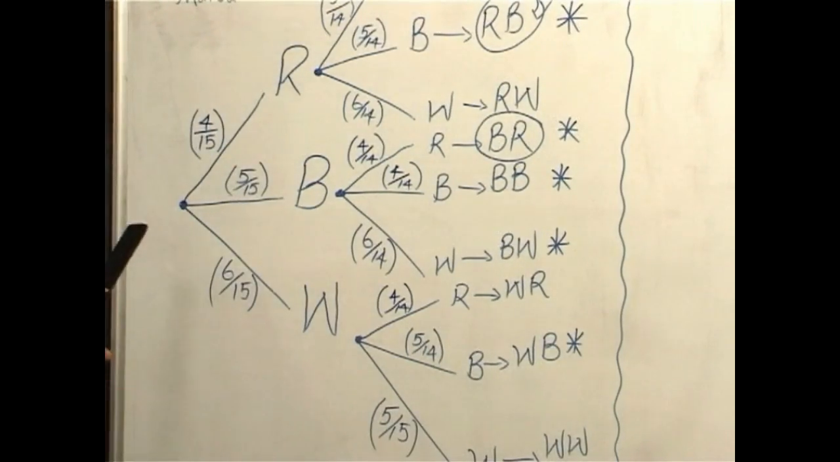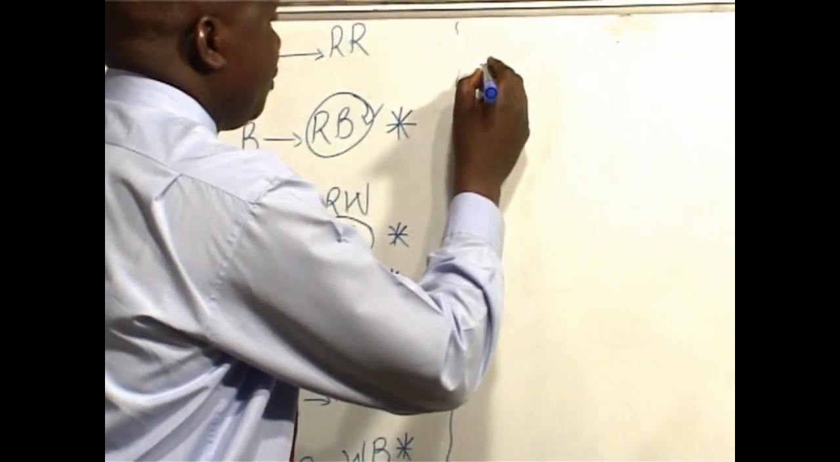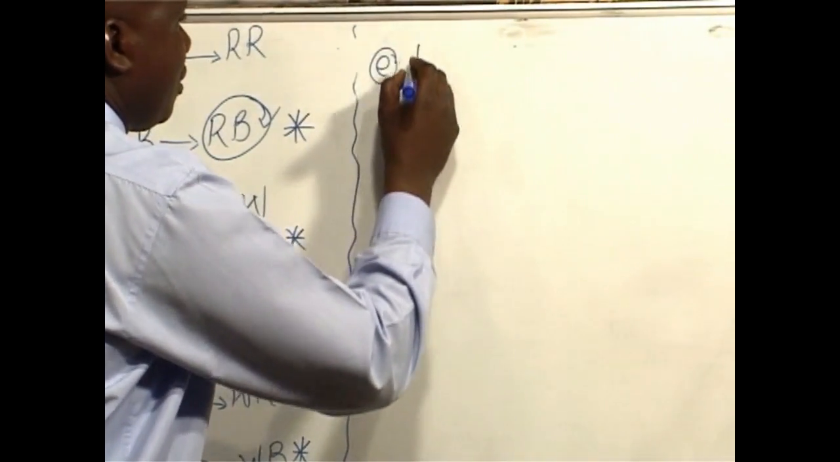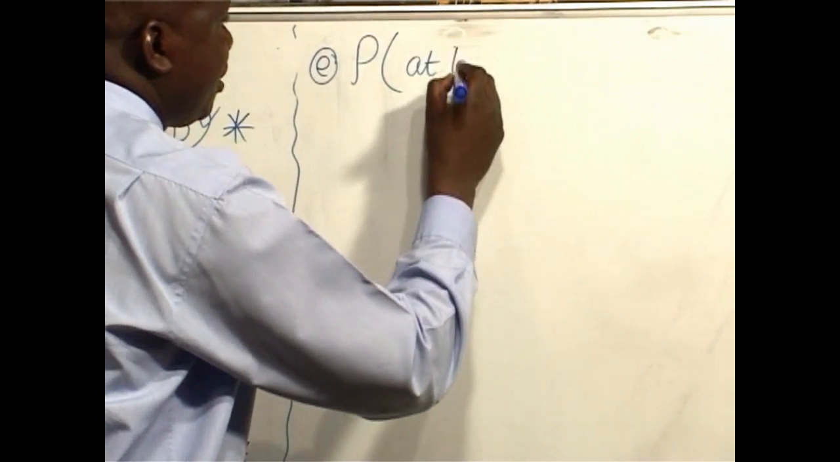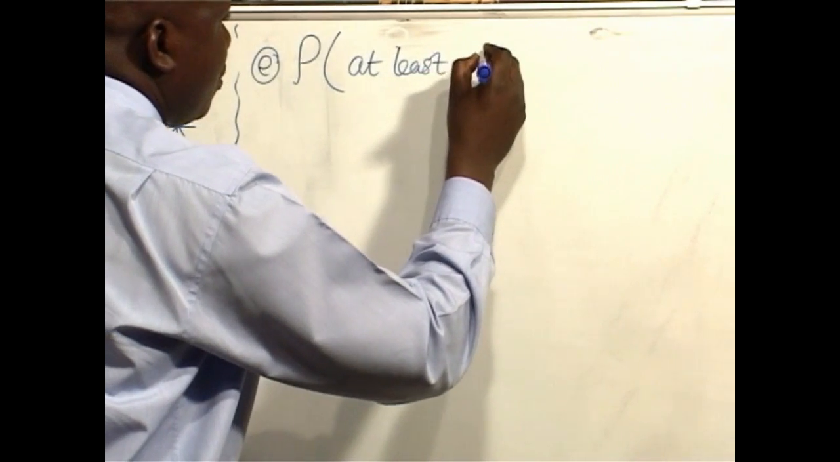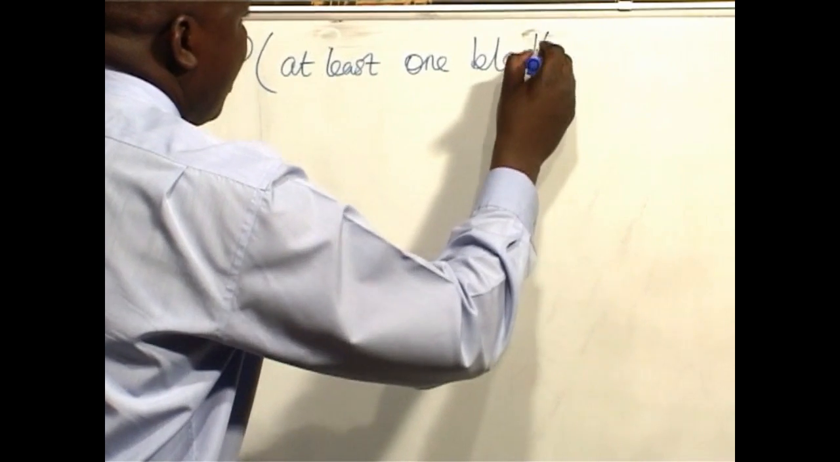So like we did, as we move from the root to the end, we multiply the probabilities. But as we combine these alternative combinations, we do addition. So our presentation will be as follows. So this is part E, probability at least one black.